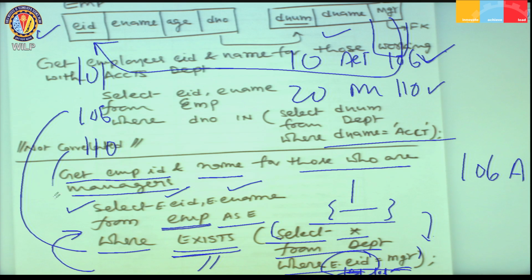Then it will take 110, and now EID becomes 110, and again there exists a tuple in the department table where it matches with the present employee ID. Hence the 110 will also show up in the result along with his name. This is called a correlated nested query.